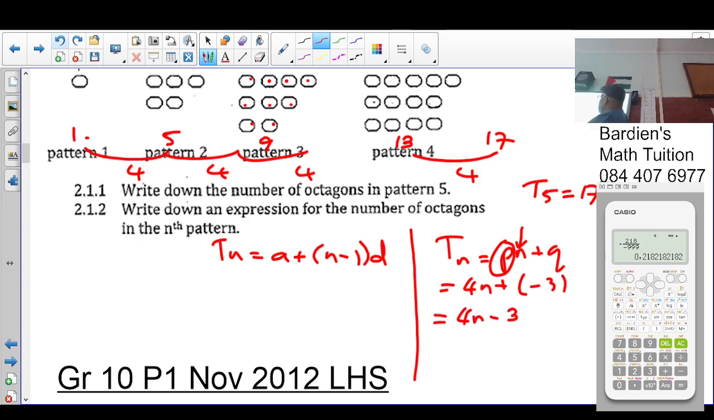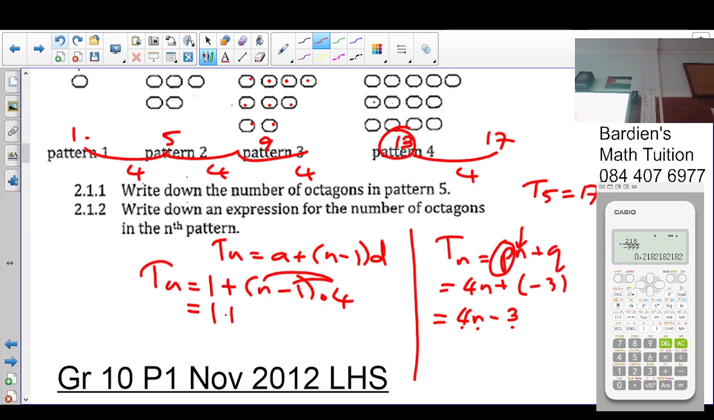Did we test it? On the 4th term. So you say 4 times 4 is 16 minus 3 is 13, which I do. Or you use this formula, which I prefer. The first term is of course 1 plus n minus 1 times the common difference, which is 4. Get rid of the brackets, so it's 1 plus 4n minus 4, so it's 4n minus 3.